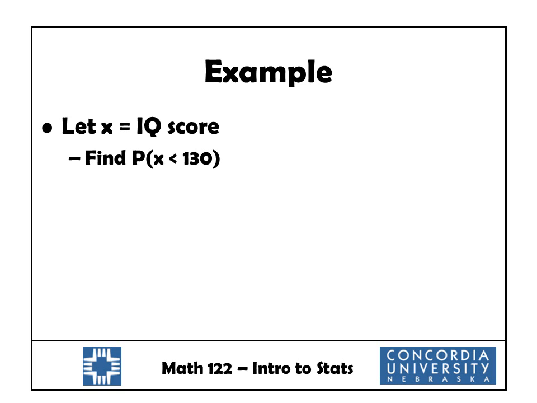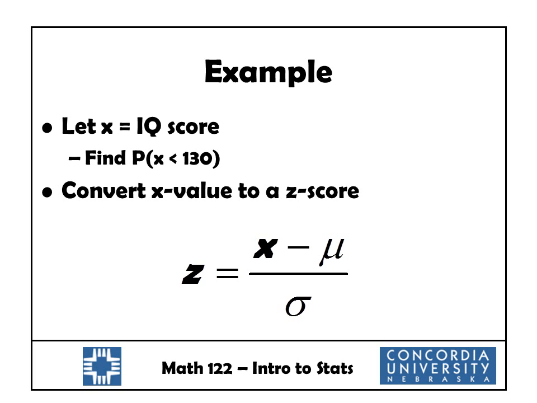When dealing with non-standard normal distributions, we always used x. We're going to find the probability that x was less than 130. To do this, we had a couple steps. First, we converted our x value over to a z-score using this formula: z is x minus mu divided by sigma.